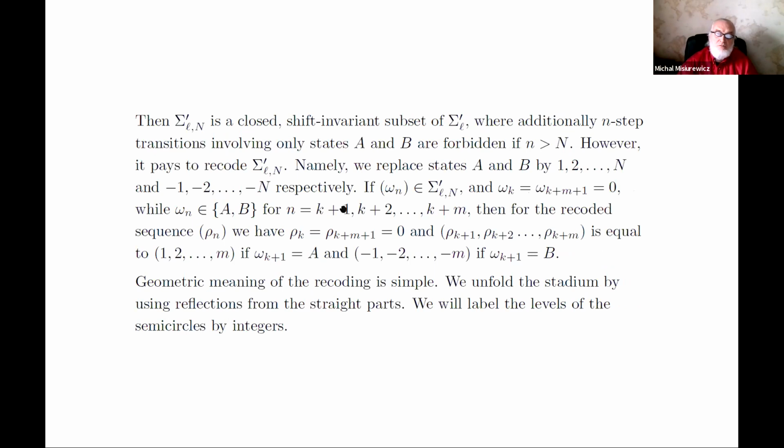Okay, and sigma Ln prime is a closed shift invariant subset of sigma L prime, where additionally n step transitions involving only states A and B are forbidden if the number of steps is larger than n. Because remember, when I took this subscript capital N, then I assumed that you cannot have more than N consecutive collisions from the straight pieces.